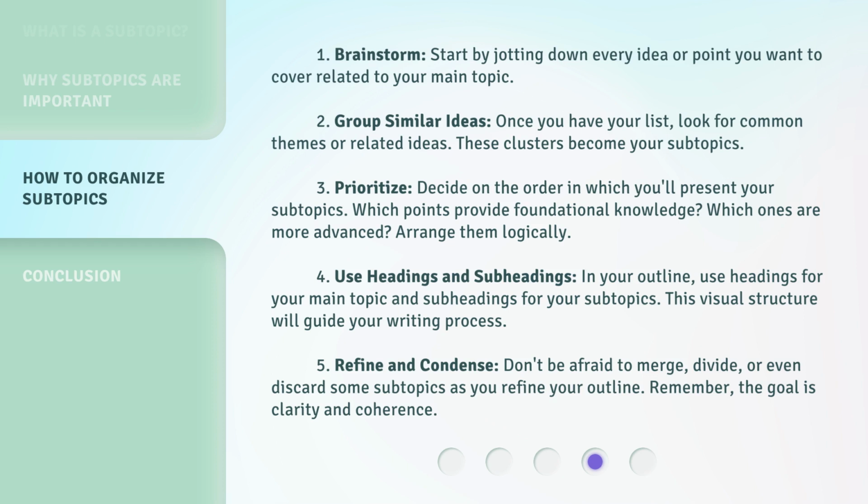In your outline, use headings for your main topic and subheadings for your subtopics. This visual structure will guide your writing process. 5. Refine and condense. Don't be afraid to merge, divide, or even discard some subtopics as you refine your outline. Remember, the goal is clarity and coherence.